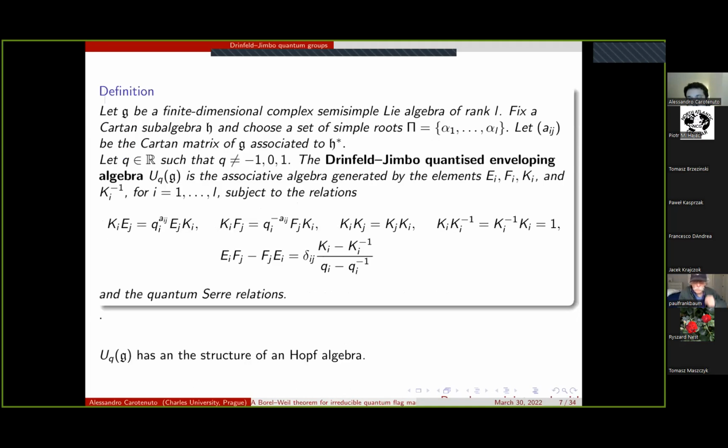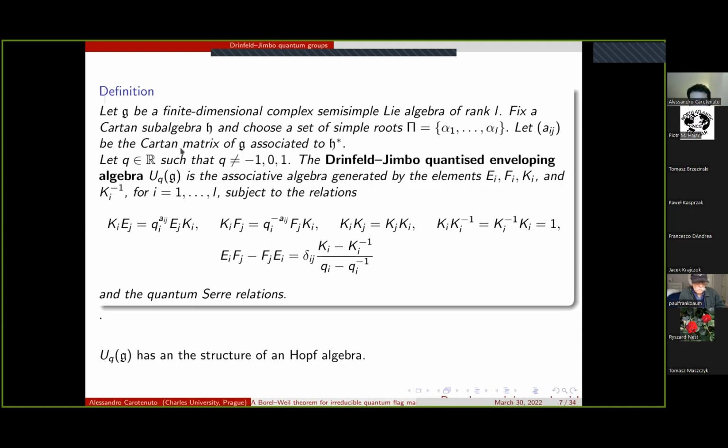So I am pretty sure that everybody here knows what a quantum group is, and in particular what a Drinfeld-Jimbo quantized enveloping algebra is. But let me remind you, nevertheless, that if we have a finite dimensional complex semisimple Lie algebra g of rank l, we can give a non-commutative deformation of its associative enveloping algebra.